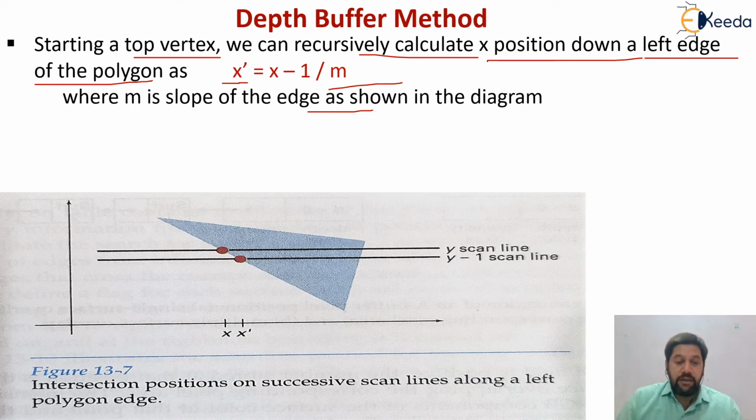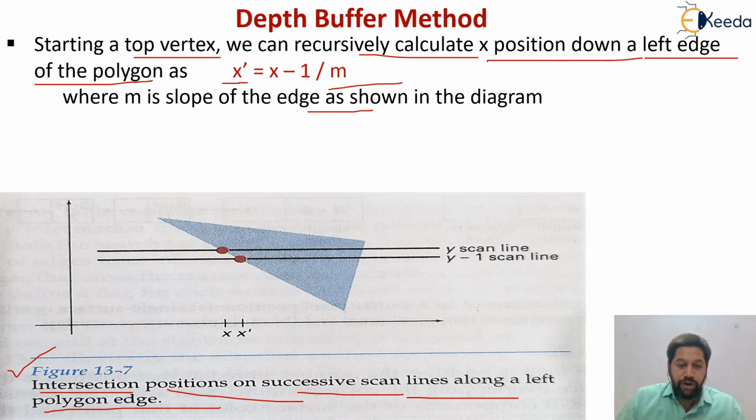Okay, but for x, if I'm having two lines and they are intersecting, that's why we have shown this particular diagram: intersection position on successive scan lines along a left polygon edge. From the left polygon edge we are considering, for the y scan line, this polygon intersects at x with this value. My y scan line intersects at this edge, whereas my y minus 1 scan line intersects at this position, so I consider this my x dash value. That is what we are going to consider in this diagram.